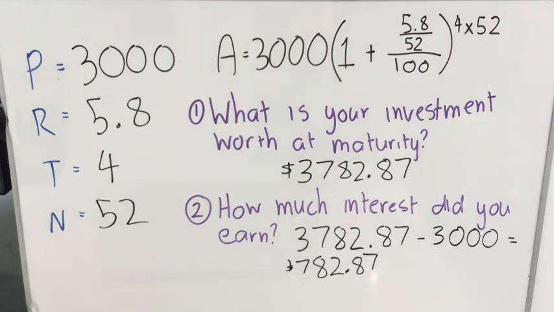Because you started with $3,000 and you ended up with $3,782.87, that means you earned $782 interest and 87 cents. Okay, that's it.